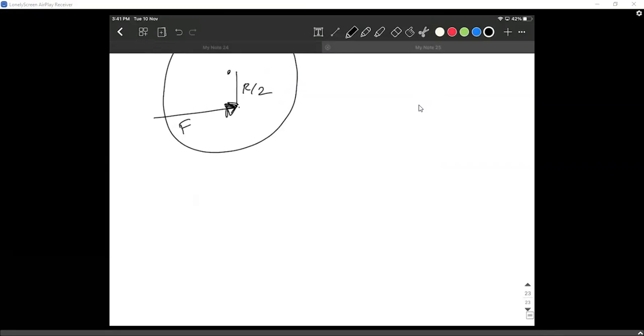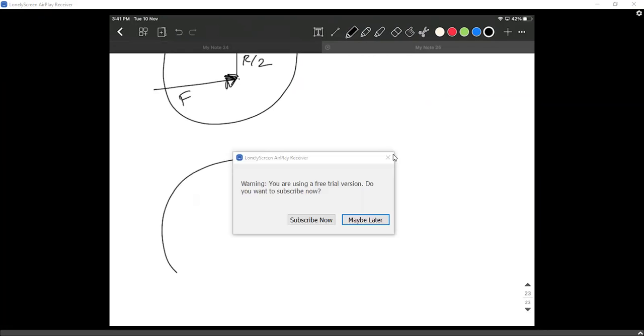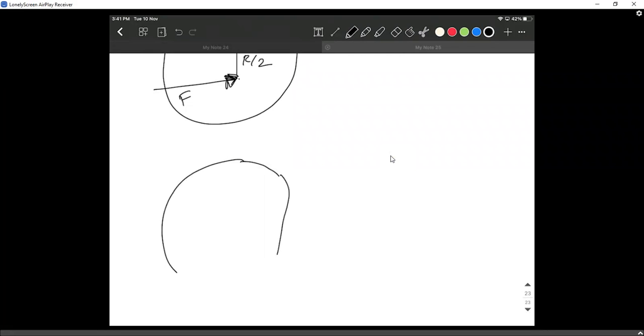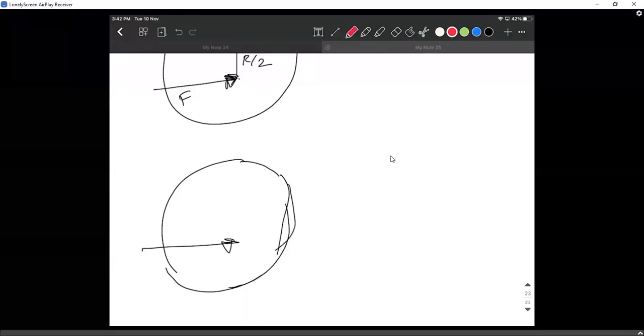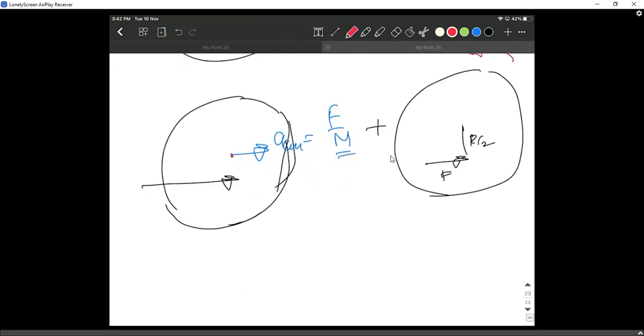I'm doing the problem. Meanwhile, if you get the answer, it's fine. Because of the linear force, the center of mass has an acceleration, which is nothing but F by M directly. And to that is added the effect of the torque, so there is an angular acceleration also. So how do I find alpha? F into R by 2 is nothing but I alpha.